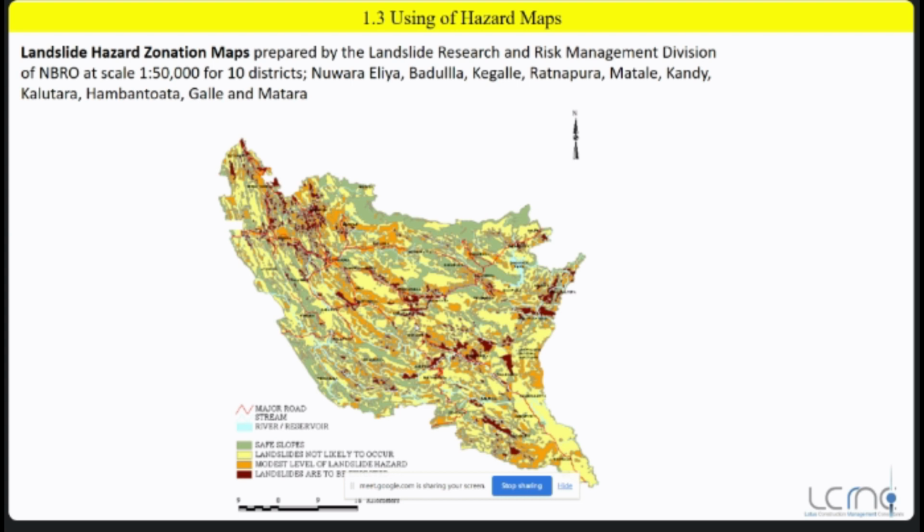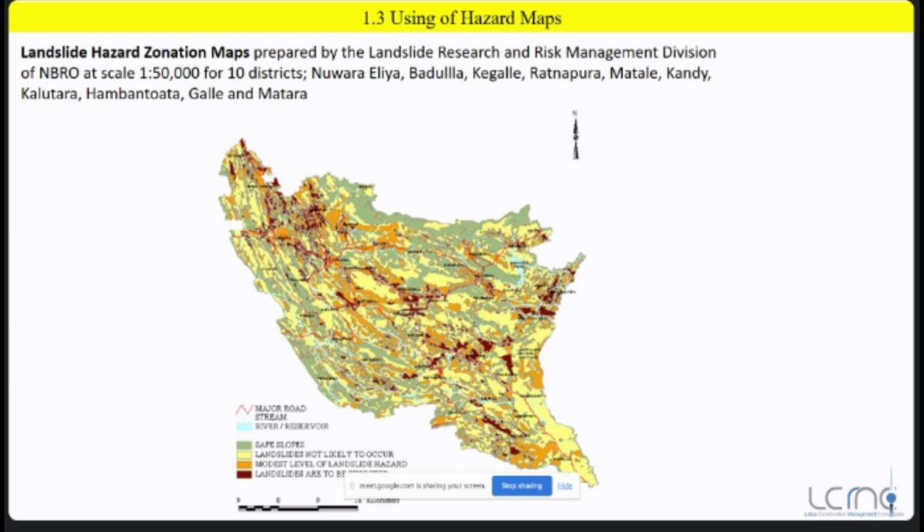Okay, now I'm just talking about the hazard maps. There are certain variations, and also some important hazard maps. Not only in Sri Lanka, not only in Asian regions, worldwide there will definitely be some hazard maps. There are different types of hazard maps. Now, in this image, you can see a landslide hazard zonation map. That means if you're going to construct a house or any other structure in any district or any region, first of all you have to use the hazard map.